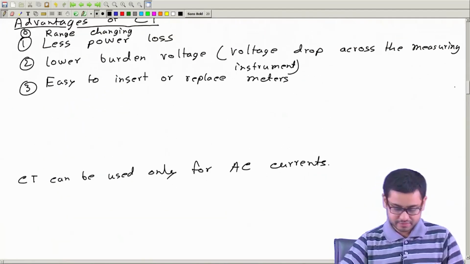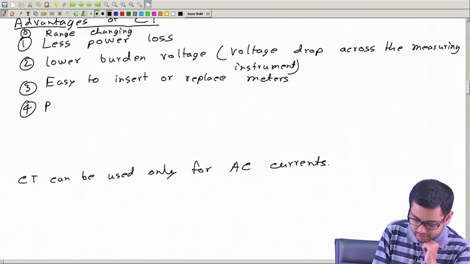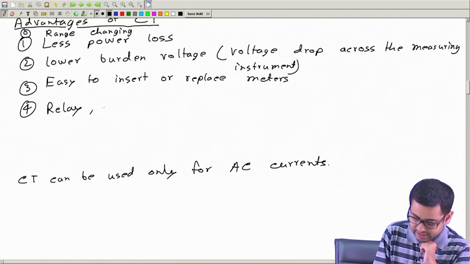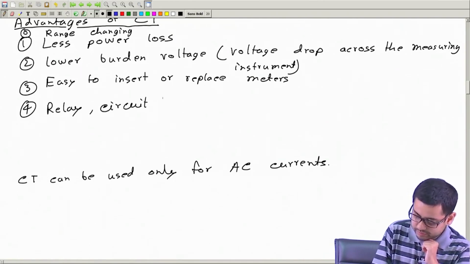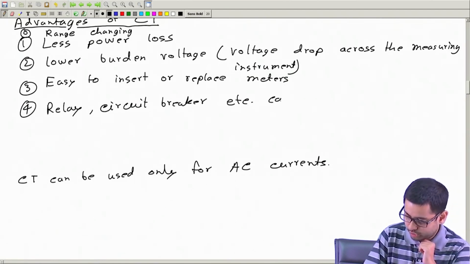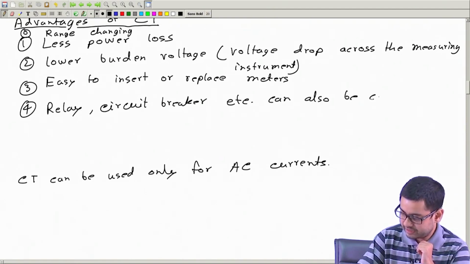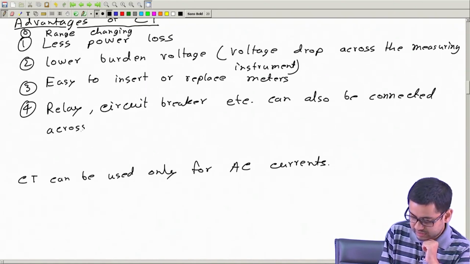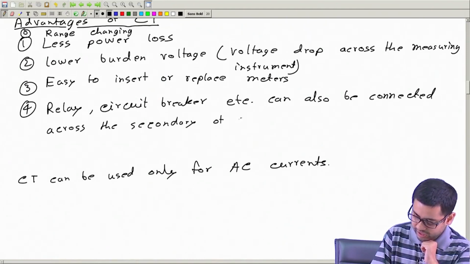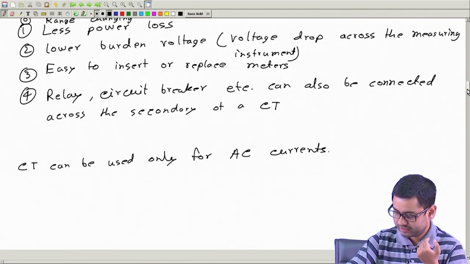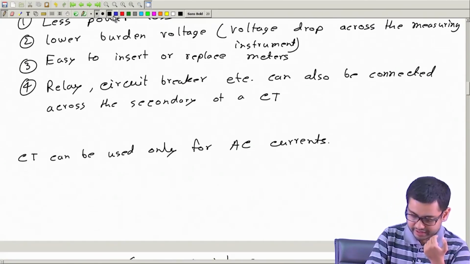So, let us also write: relay, circuit breaker, etc. can also be connected across the secondary of a CT. So, you can connect actually multiple things together. Okay. So, it is possible that you connect it this way.